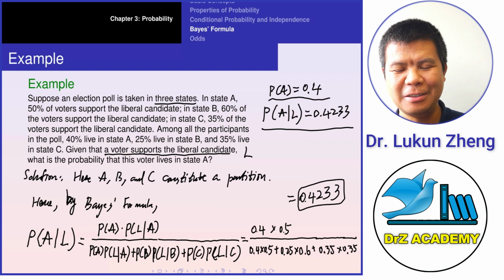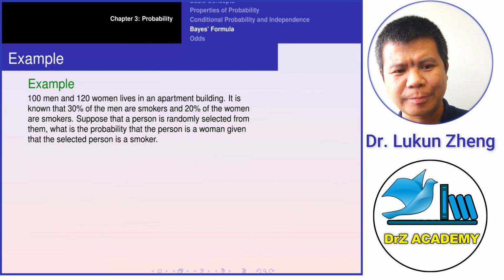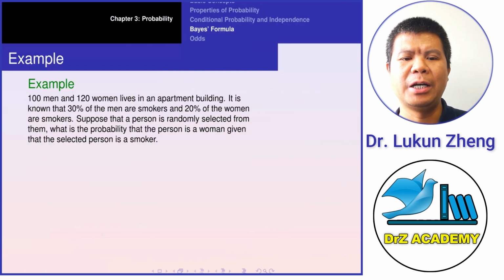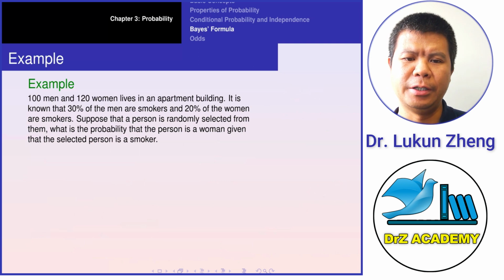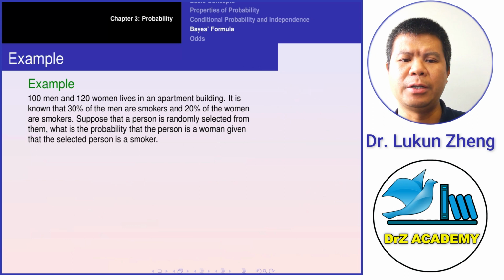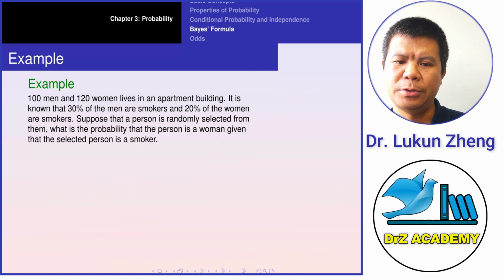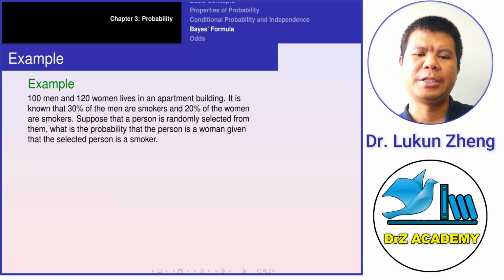Very good. Let's consider another example here. Say 100 men and 120 women live in an apartment building. It is known that 3% of men are smokers and 20% of women are smokers. Suppose a person is randomly selected from them. What is the probability that the person is a woman, given that the selected person is a smoker?